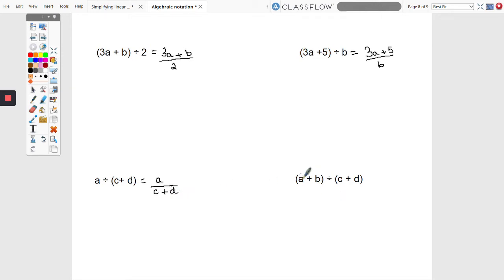And then finally I've got A plus B divided by C plus D. So again, I'm going to put A plus B as my numerator because it comes before the division sign, and I'm going to put C plus D as my denominator because it comes after the division sign.